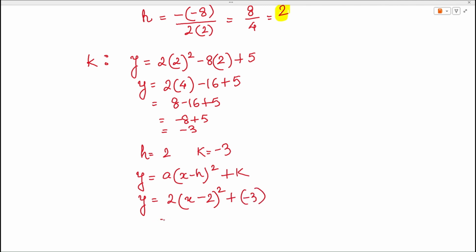So our equation becomes y is equal to 2 times (x minus 2) whole squared minus 3. Here we have our vertex form of the equation.